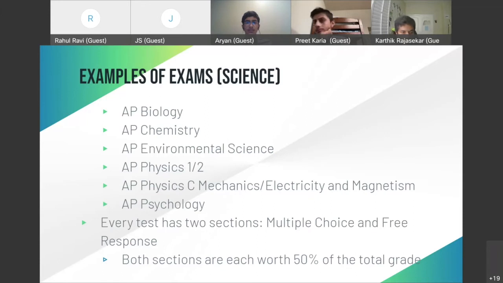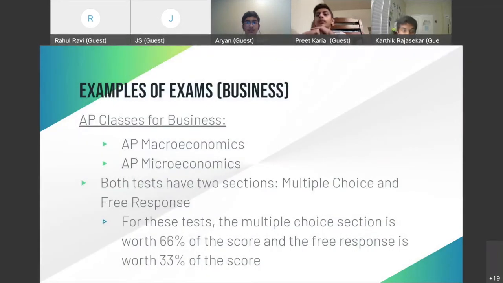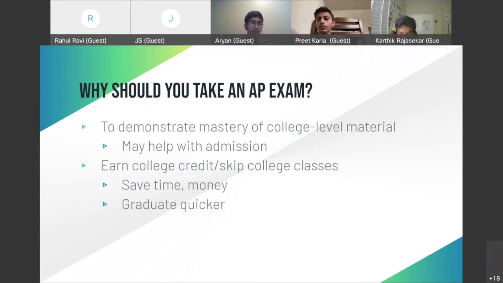And then for business exams, College Board offers AP Macroeconomics and AP Microeconomics. Like the science sections, they both have multiple choice and free response sections with, again, long and short free response questions. However, the multiple choice sections for both courses are worth 66% of the score, while free response is only worth 33% of the score. So your composite score for multiple choice will have a greater effect on whether or not you get the 1 through 5 overall score. Now I'll be off to Preet.